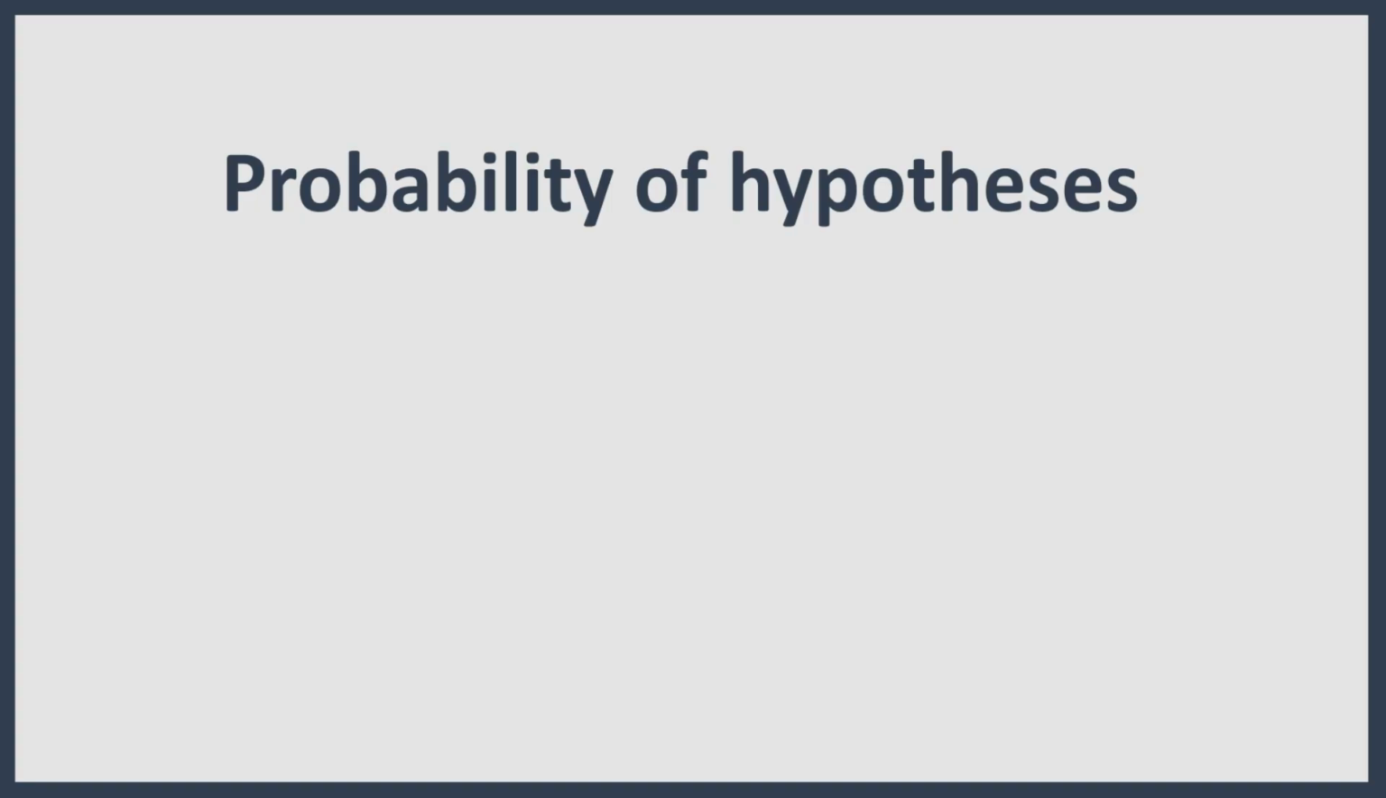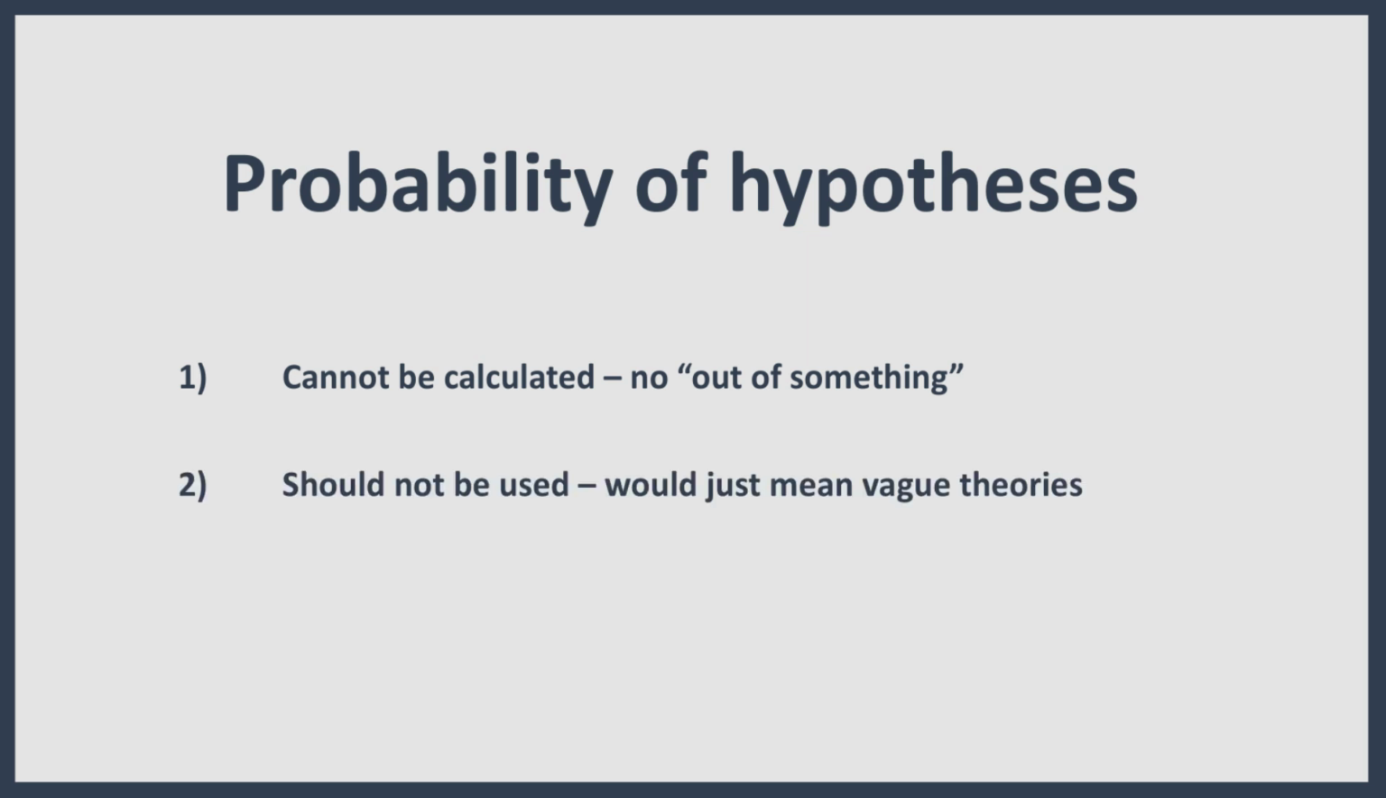So if you really wanted to have a high probability of a hypothesis, all you would do is make really vague claims. So I could make the claim, all swans are black or white. Or I could make the claim, tomorrow it will or will not rain. That has a probability of 1, but it doesn't have empirical value. So what Popper is saying is, 1, you can't actually get a probability of a hypothesis, and 2, even if you could, it wouldn't be a good idea.